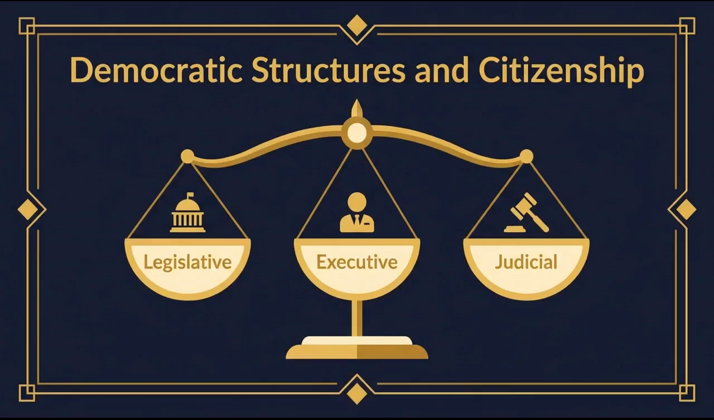Citizens also live within multi-level democratic structures. For example, in Malta, governance includes local councils, the national parliament, and supranational institutions like the European Union, which makes rules affecting all member states. There are also international structures like the United Nations, which focus on intergovernmental cooperation.